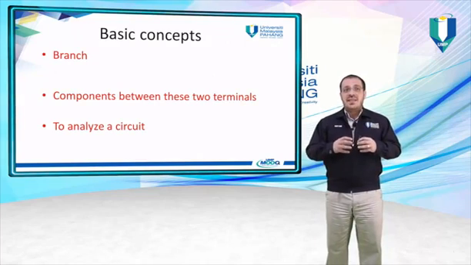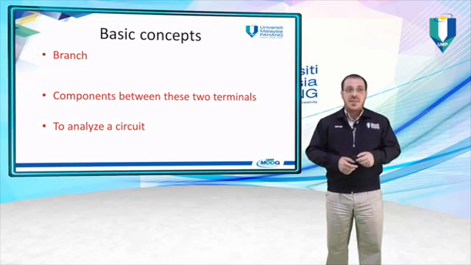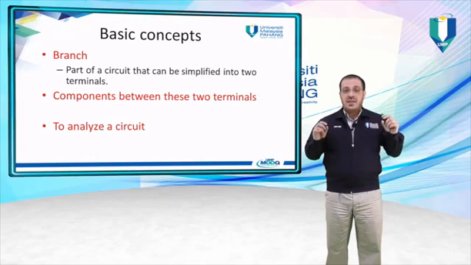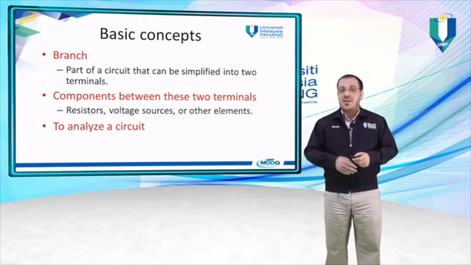So let's understand some basic concepts relating to this module. First, what is a branch? Then we will speak about the components between two terminals, and the analysis of a circuit. A branch is a part of a circuit that can be simplified into two terminals. So if you have a circuit and you can find any two terminals, this is called a branch. The components between these two terminals can be resistors, voltage sources in our course, if we are taking DC, or maybe any other elements.